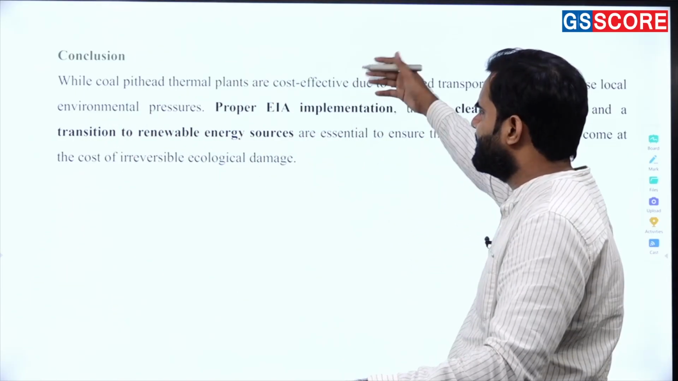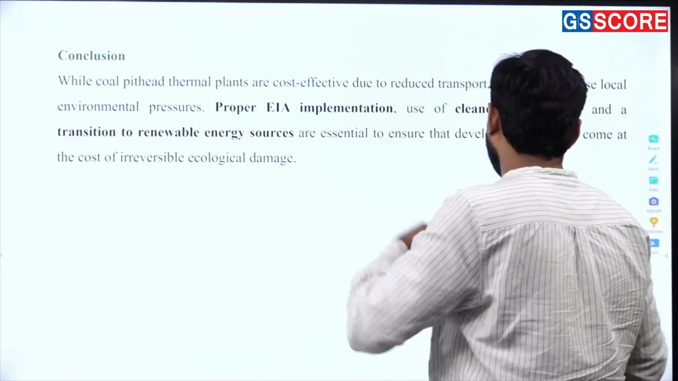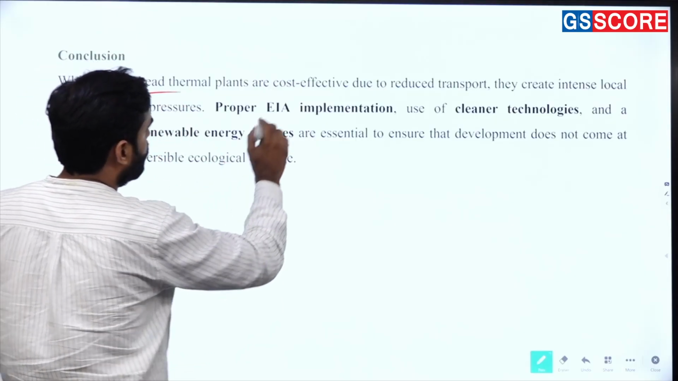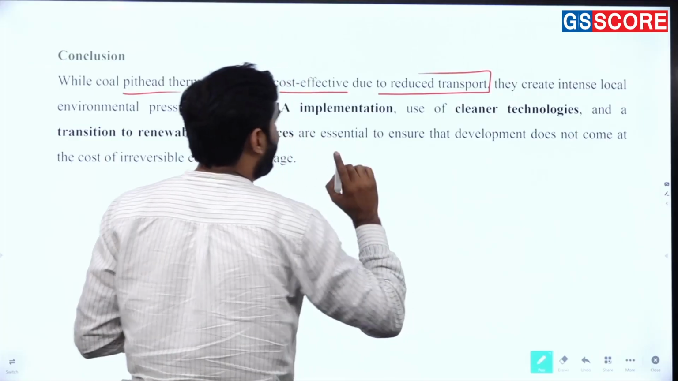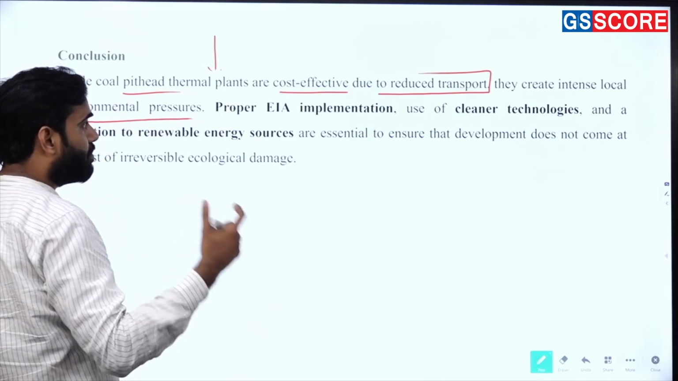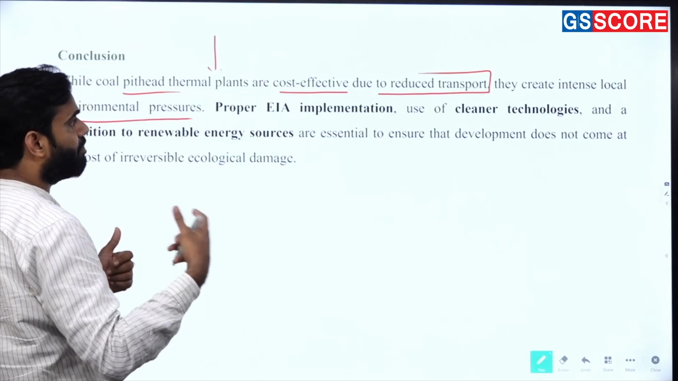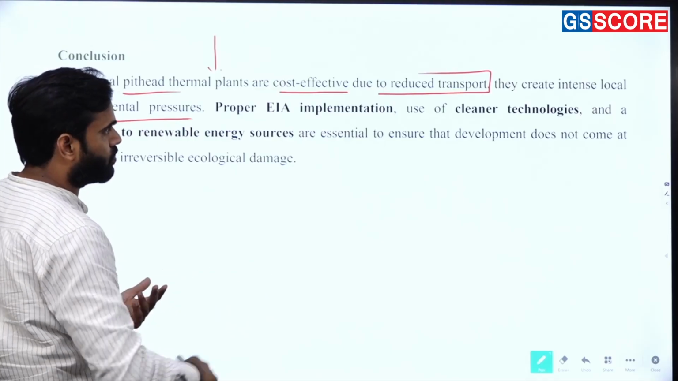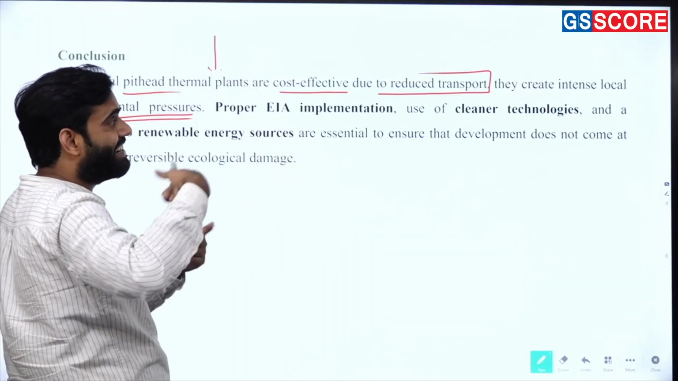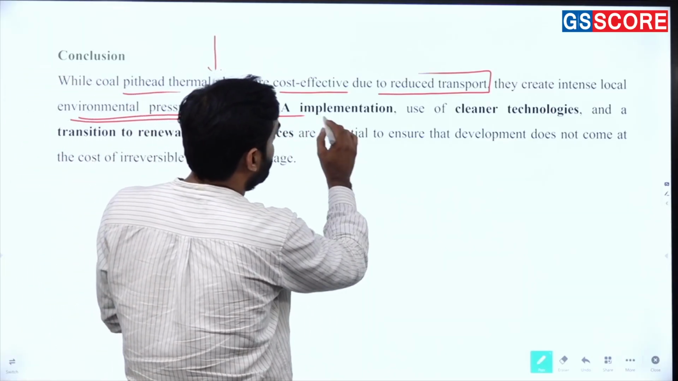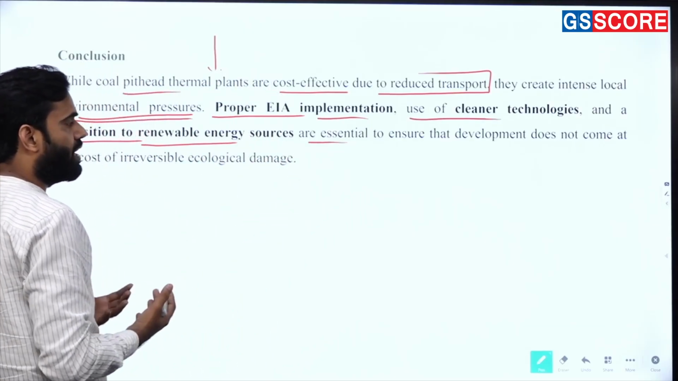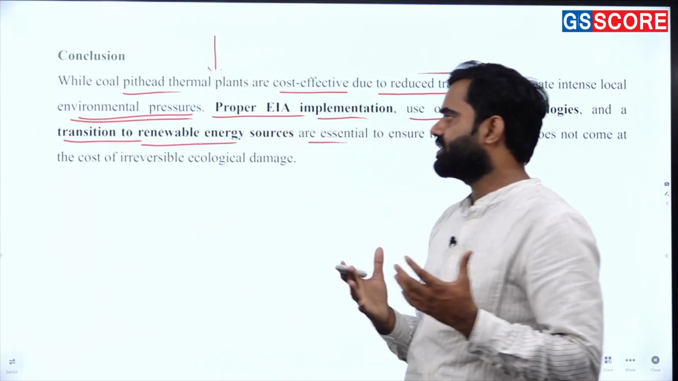Now you can easily understand, these are hardly 3.5 lines, and let's find what is inside. While coal pit heads and thermal plants are cost effective due to reduced transport cost, they create intense local environmental pressure. In the first line, I mentioned the importance of pit head thermal power plants because पैसा बच रहा है due to transportation cost. But in the second line, they create intense local environmental pressure. In the second line, I criticized, and proper EIA implementation, use of cleaner technologies and transition to renewable energy sources are essential to ensure that development does not come at the cost of irreversible ecological changes.